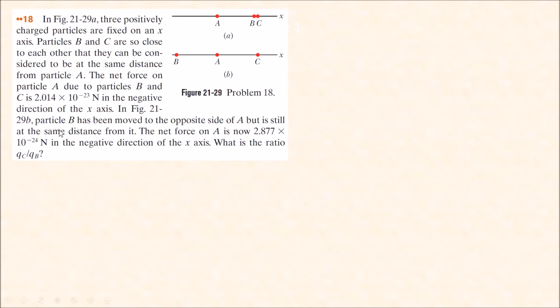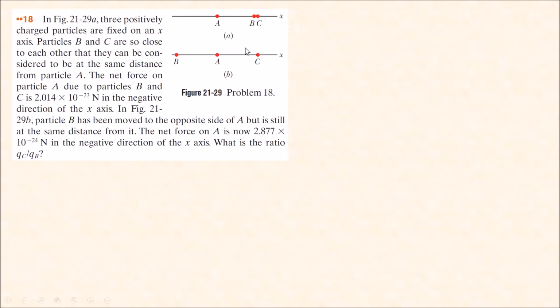In figure B, particle B has been moved to the opposite side of A, but still at the same distance from particle A. The net force on A is now 2.877 times 10 to the negative 24th Newton in the negative direction of the x-axis. What is the ratio QC over QB?